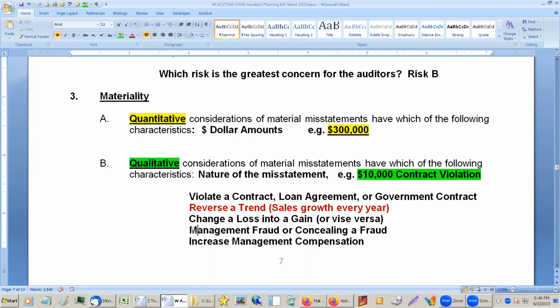Big one, management fraud. These two kind of go together sometimes: management fraud or increased management compensation. If you have a problem with management that deals with integrity, that's huge. And the AICPA will tell you over and over again that the most important thing is the integrity of management. If you can't trust management, you really shouldn't be doing the audit at all.